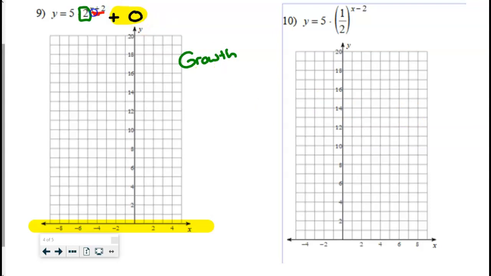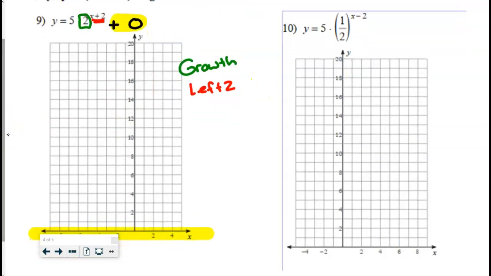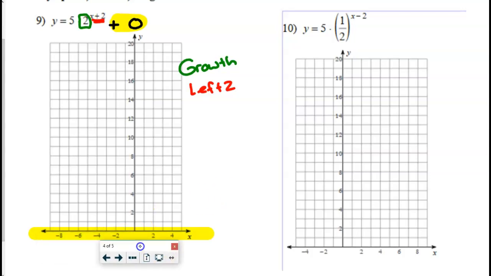And then right here, you have an x plus 2, which means it's been shifted left 2 and up nothing. I don't know if they wanted me to write transformations down, but I did anyways. The left 2 shift is not going to change the domain or the range, but it is going to change where the points are located.